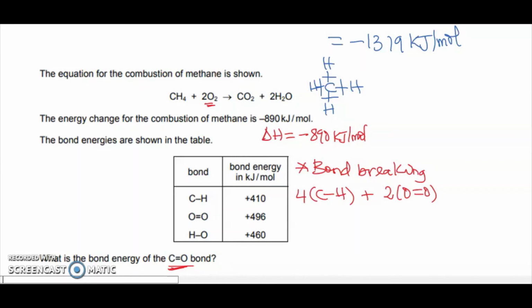Okay, so what does that give us? Let's substitute the values here. We have 4, the CH we have 410, plus 2 we have 496. So what does this give us? It gives us 2632 kilojoule per mole. So this is the value for bond breaking. Now let's move over to bond making.